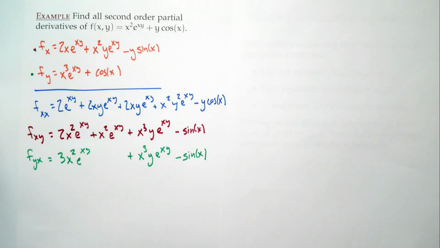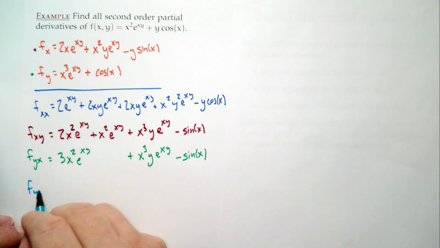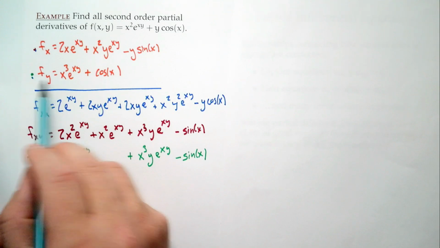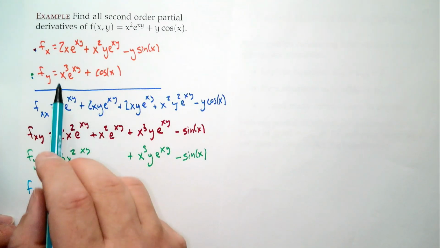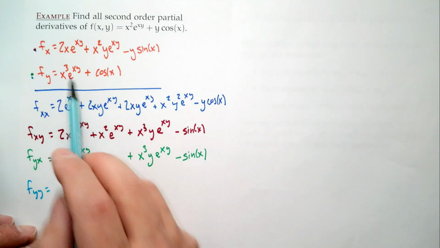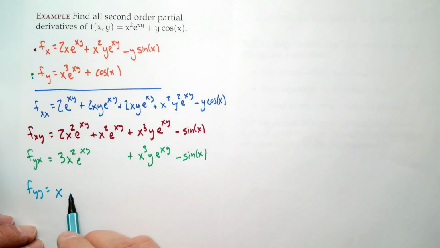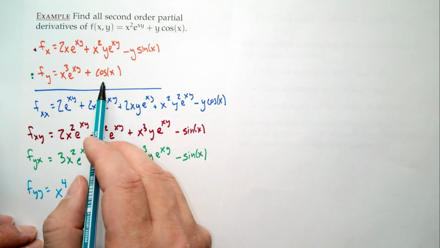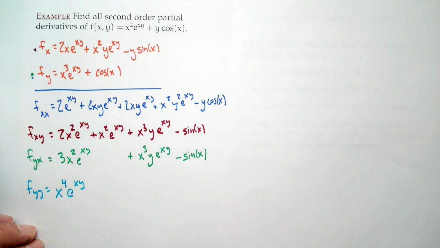Okay, the last one, f sub y y. Well, now we're taking the derivative of f sub y, so we come up here and take that with respect to y. So the x cubed is a constant, the derivative of e to the xy would be e to the xy, but then we bring down another x, so we're going to end up with x to the fourth. The derivative of cosine of x goes away.